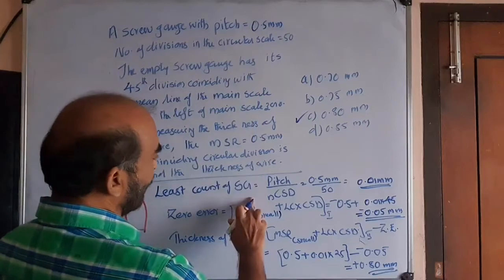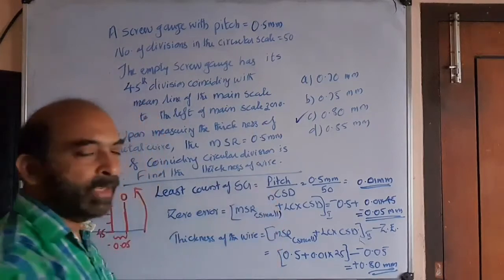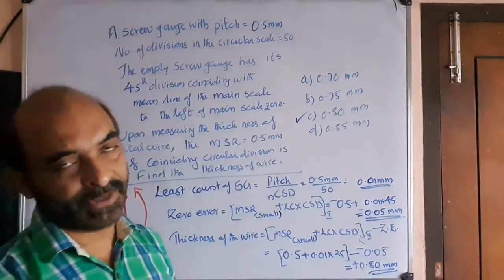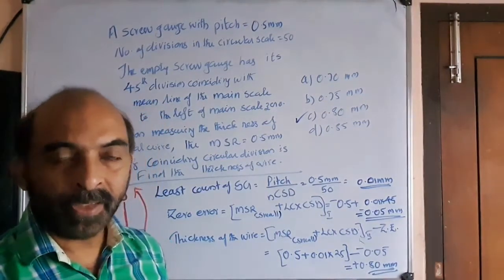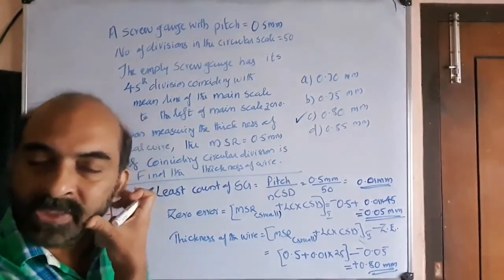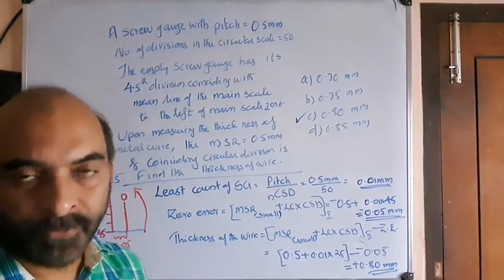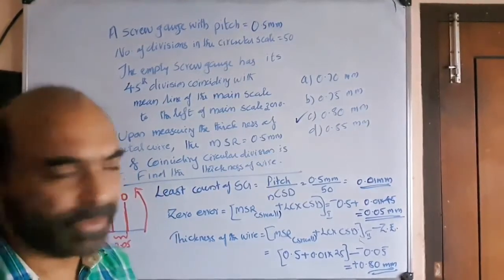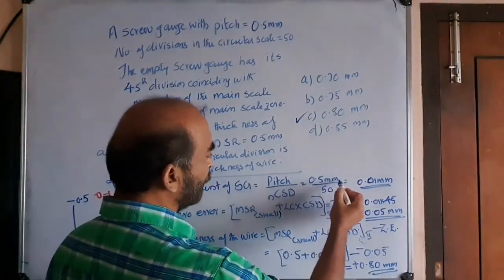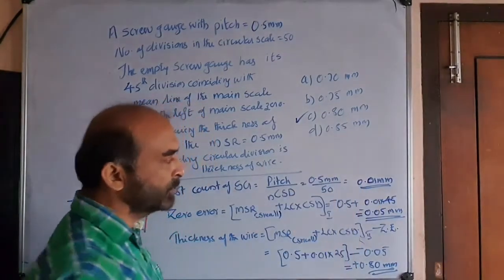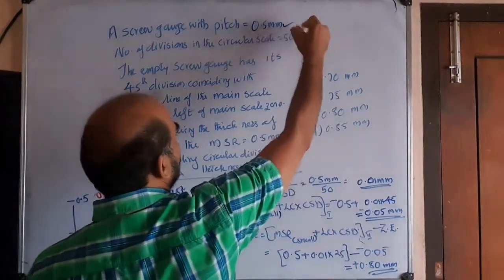Least count of the screw gauge is equal to pitch divided by number of circular scale divisions. Pitch has been given to be 0.5 millimeter and number of circular scale divisions has been provided to be 50. So simply divide one with the other. Pitch by number of circular scale divisions is equal to 0.5 millimeter by 50, which is equal to 0.01 millimeter. So we have used these two pieces of information.